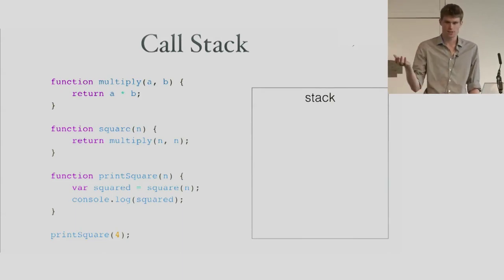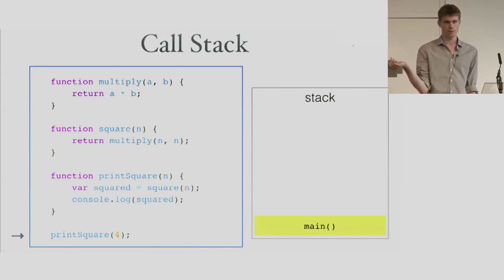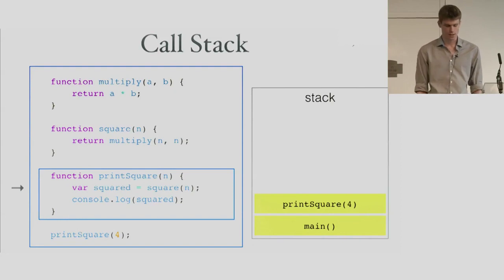So a stack is just a data structure, and the only interesting things about a stack are that you can put things on top of it, and you can take things off the top of it, and that's it. You can't put things in the middle or anything else. So let's run this code. So we jump into the file, and you could think of the file as being like a main function. So we're running the main function, so we push main onto the stack. A couple of function declarations, nothing very interesting. And then we get to this print square call. Well, we're calling a function. So let's push that onto the stack. OK, so now we can look inside print square.